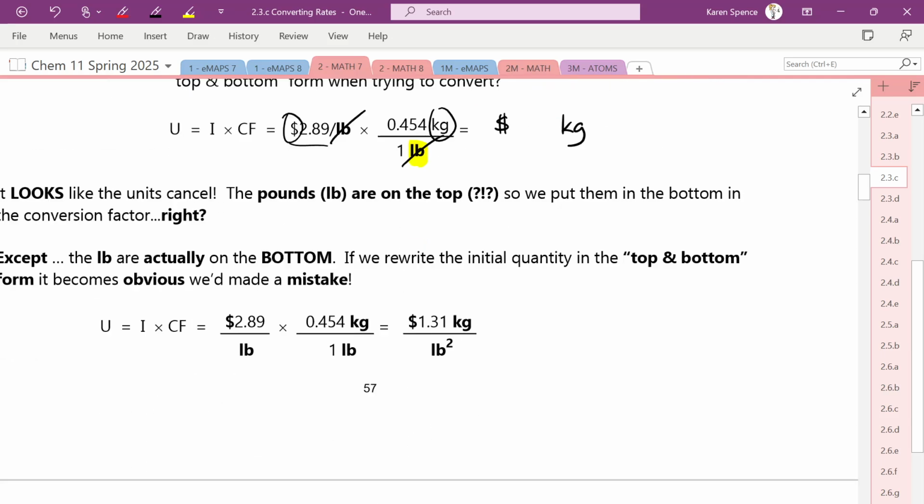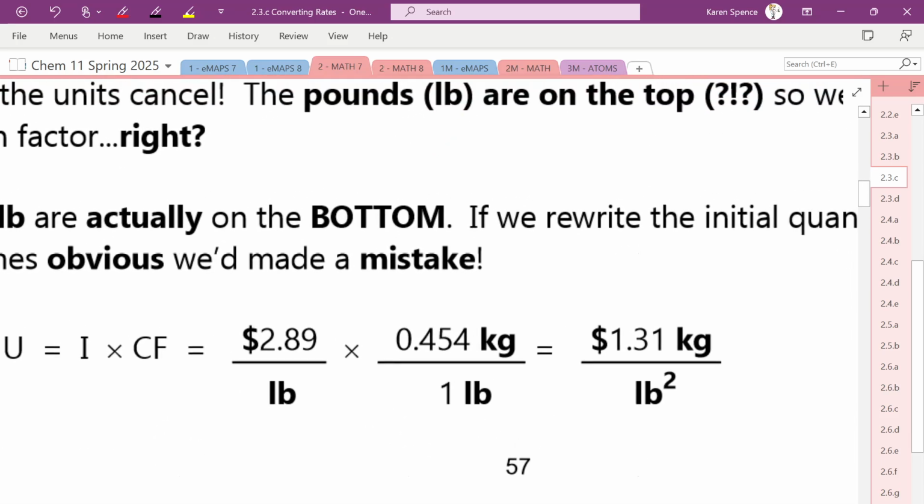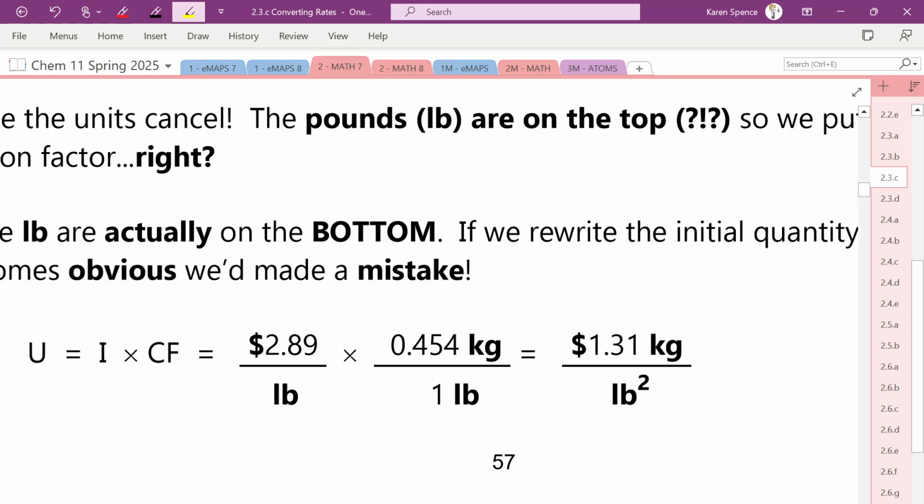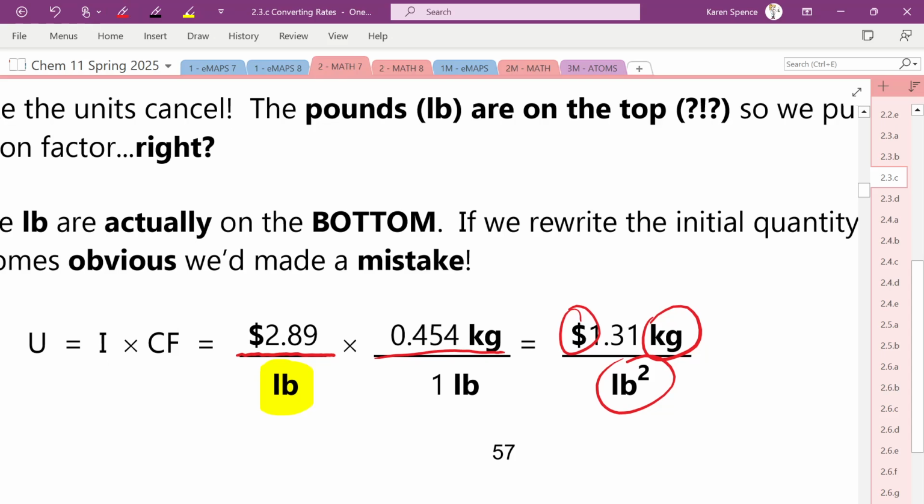So, if you write it, however, like this, with the pounds on the bottom, $2.89 per pound, we can look up the conversion factor between pounds and kilograms. We have 0.454 kilograms per pound. And we can see that this does not work. You end up with dollars, kilograms over pounds squared. Not nice.